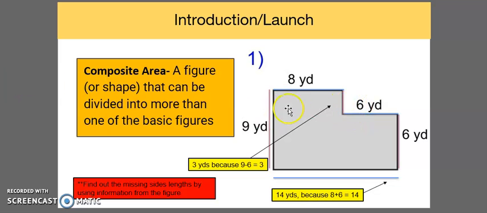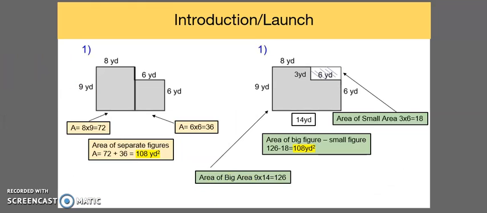Okay, based on the information here, we're going to look at how we can find the area in two different ways. Here we have the same figure. The first way we can find the area is by breaking it down into two basic figures, two different rectangles. This is a rectangle and here's a rectangle, and we know that the area is length times width.